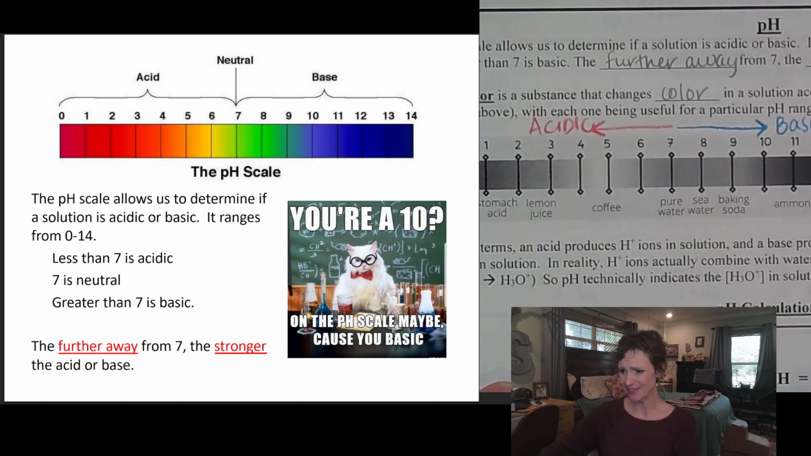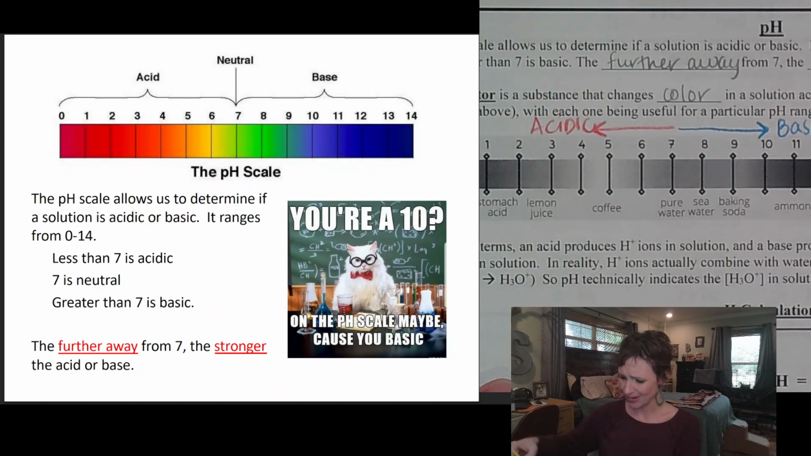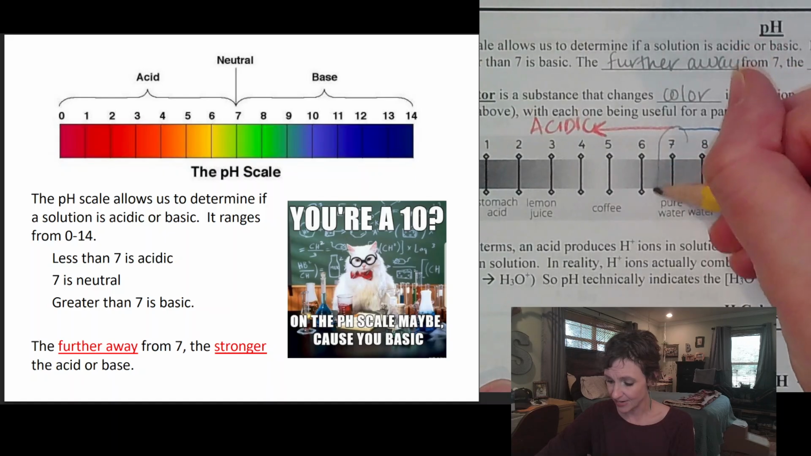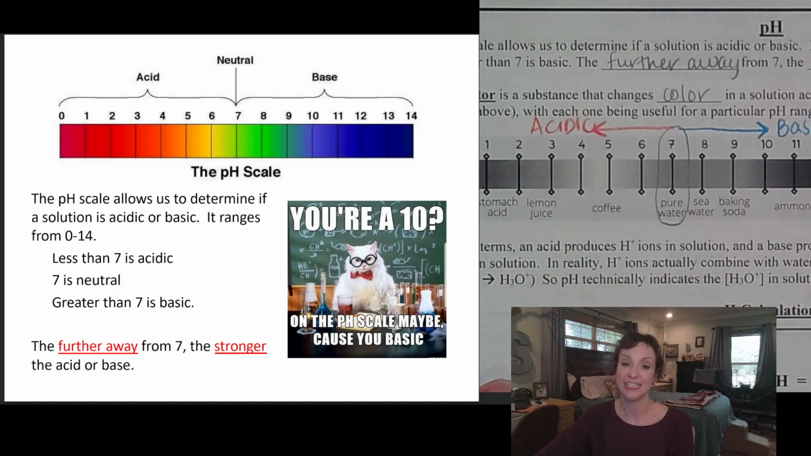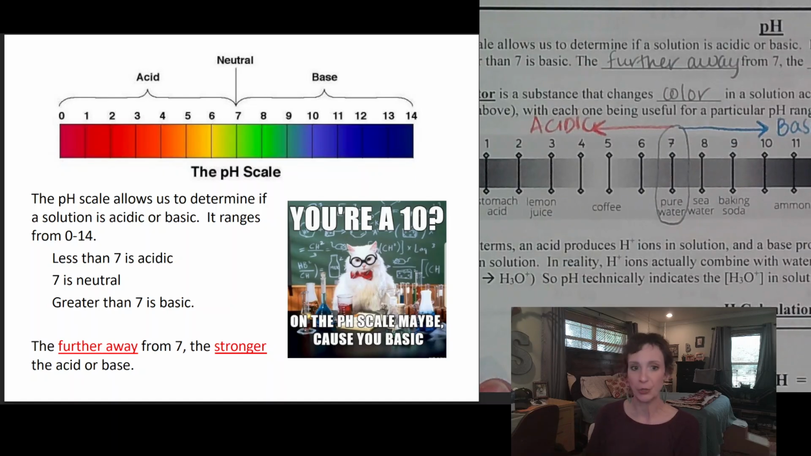Okay, so this is my pH scale, which means, what is going on here with 7? Pure water is going to be 7. That's going to be a neutral pH.